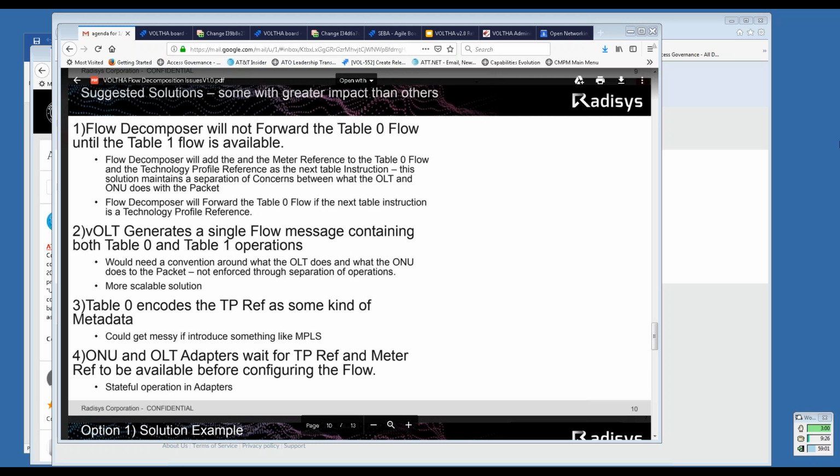But if one flow is what you want with all the information coming from ONOS, the decomposer decomposes and translates and sends the relevant information to the OLT and ONU adapters so that they are both happy and nobody's waiting around for information to come from something else. I think that's pretty good. Yeah, as long as all the information is available so that they can take action without having to wait, basically, and have stateful information. Yeah.